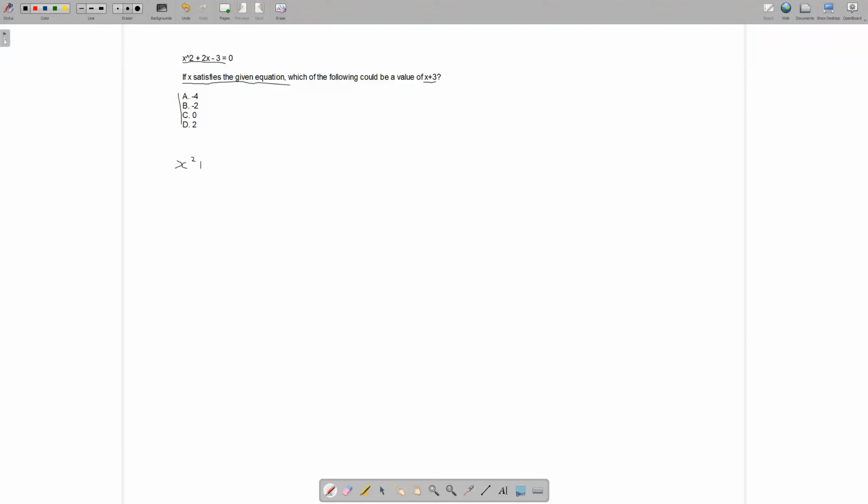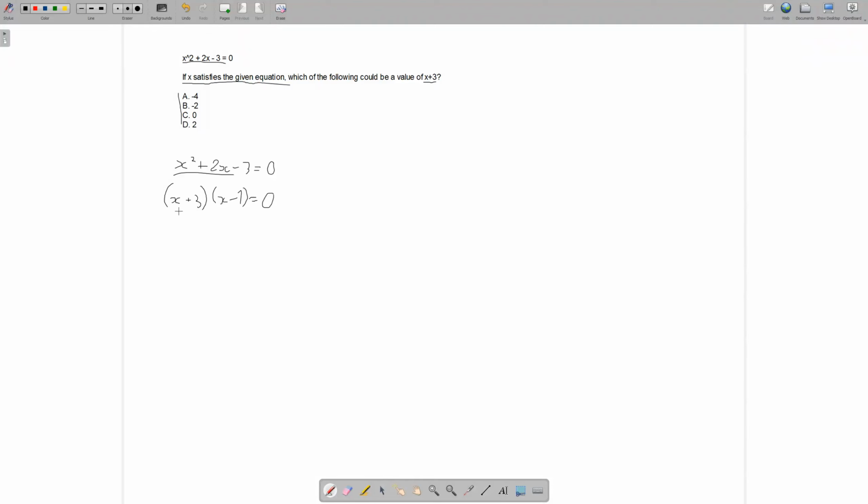So we've got x squared plus 2x minus 3 equals 0. Now, we can solve this pretty easily by just factoring it out. So this equation will factor into x plus 3 and x minus 1. And if we wanted to check this out, we could FOIL these factors out, and we'd see that we get the same equation as up here that we started with.